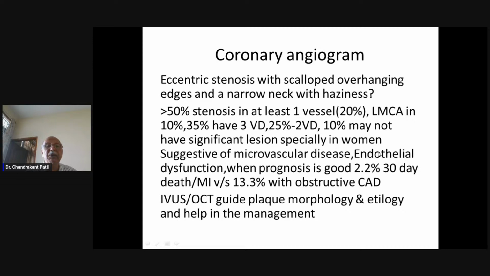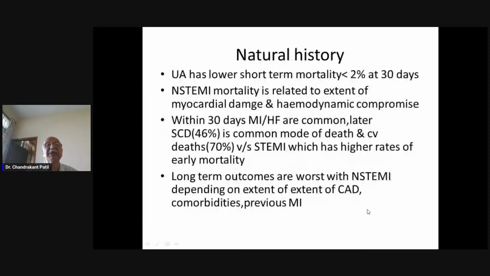This is suggestive of microvascular disease, or rarely just endothelial dysfunction, where the prognosis appears to be good in such people. In them, there can be a 2.2% 30-day death or myocardial infarction, whereas with obstructive CAD, the death or MI at 30 days is 13.3%. That's why you must know the extent of the underlying coronary artery disease by coronary angiogram. Of course, IVUS and OCT guide plaque morphology and etiology and help in the management also.